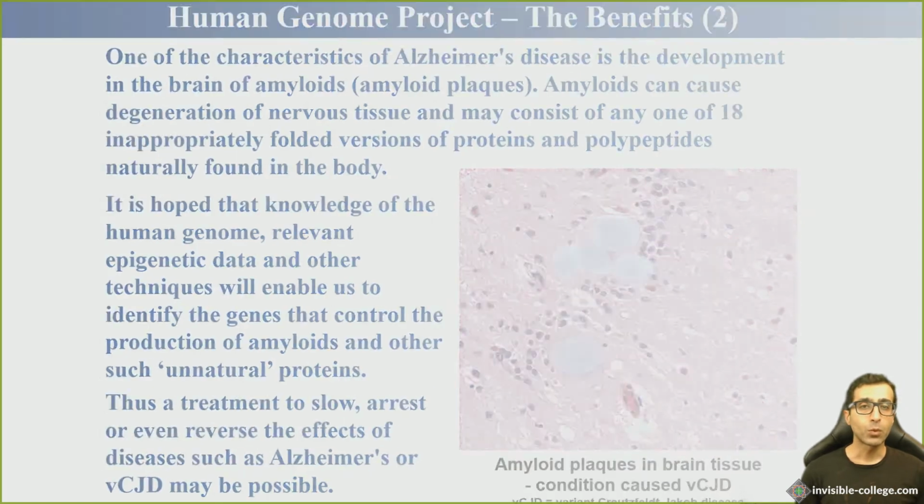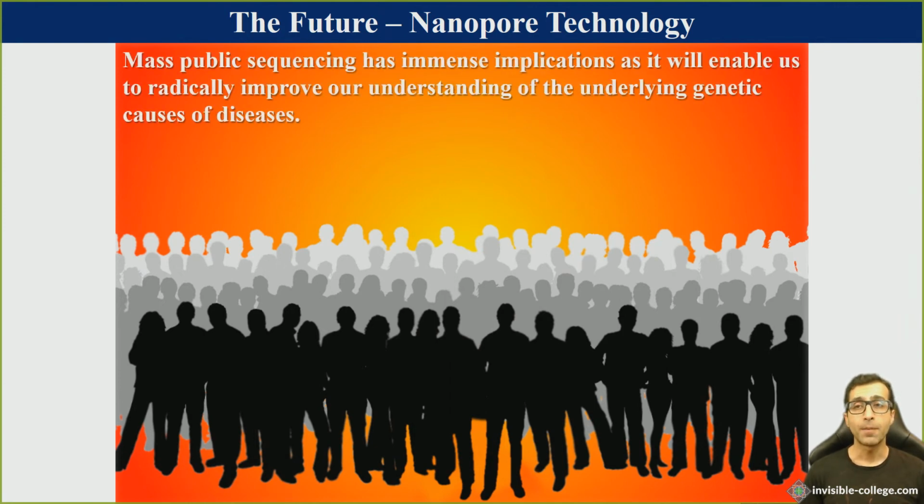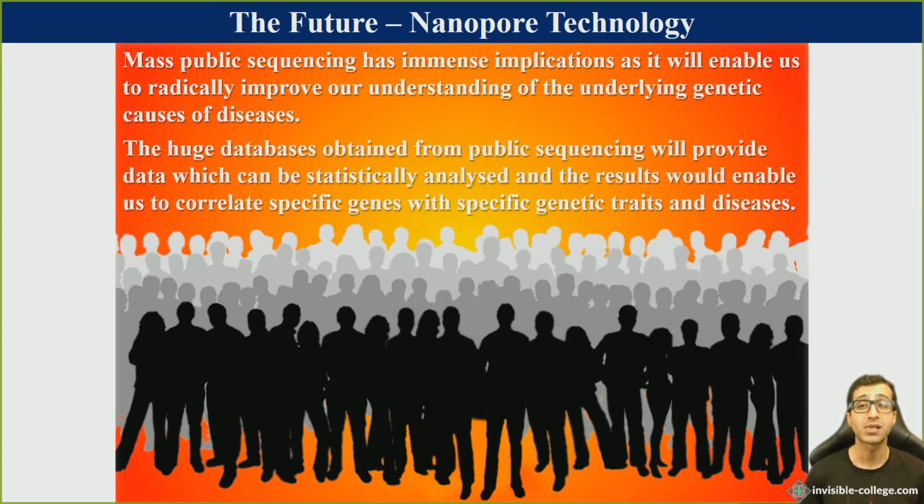So, where is all of this technology going then? Well, first of all, we now have mass public sequencing. This actually has immense implications because it eventually will enable us to radically improve our understanding of the underlying genetic causes of diseases. So the huge databases obtained from public sequencing will eventually provide us with data which can be statistically analysed. And these results could potentially enable us to correlate specific genes with specific genetic traits and diseases.